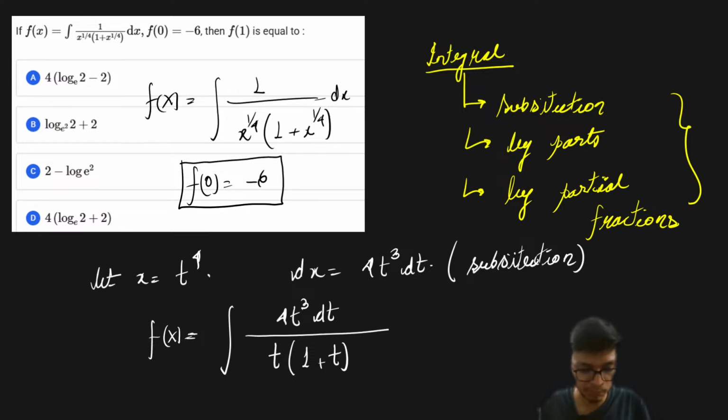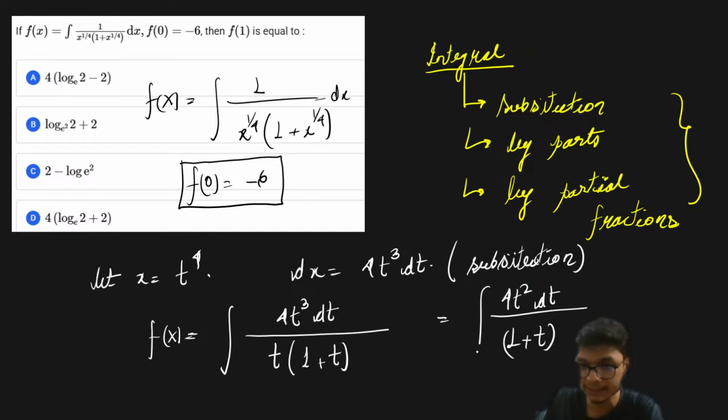So once you understand this particular part, an interesting step that you have to do over here is that you can always rewrite this expression. Once we cancel out one common factor t, it is going to be the integral of 4t square dt divided by 1 plus t, right? That is what the functional expression is giving out, right?